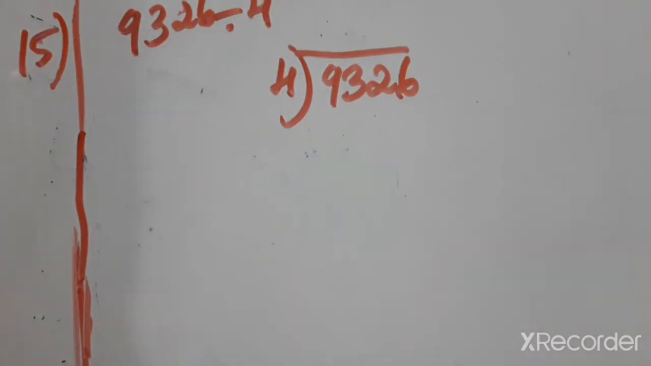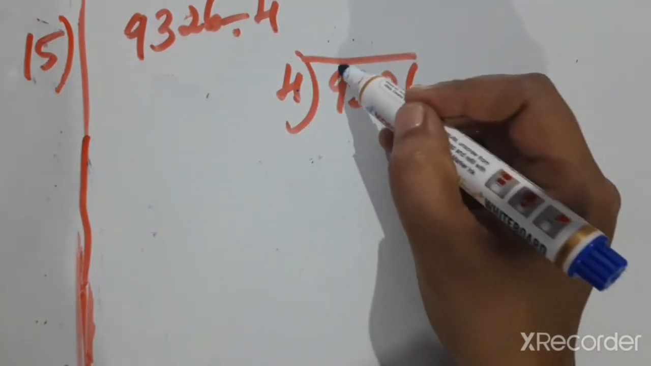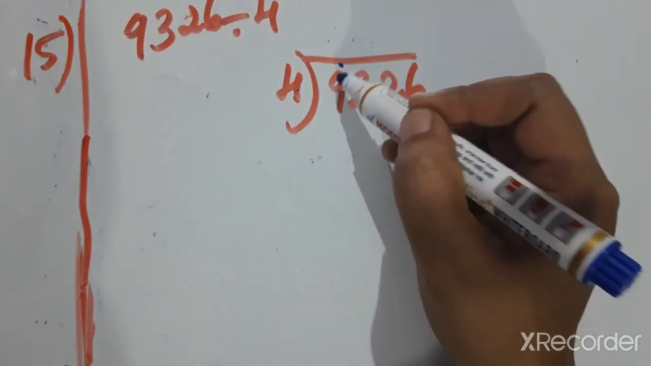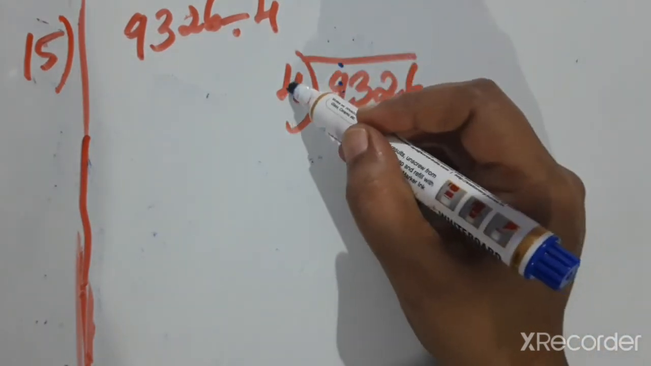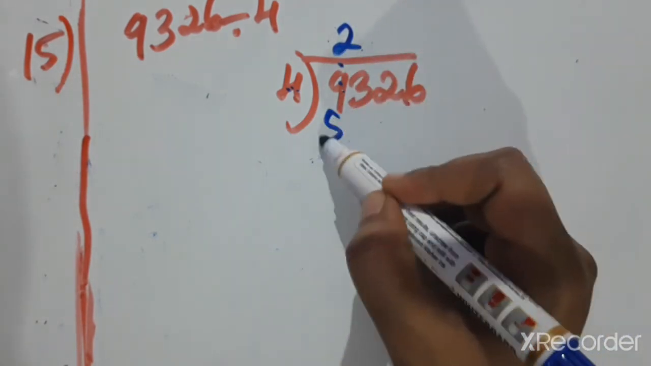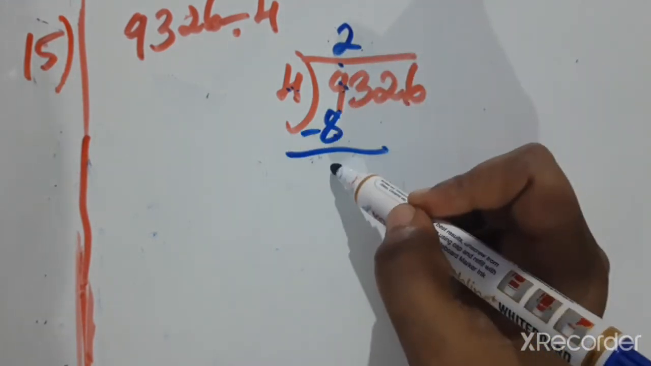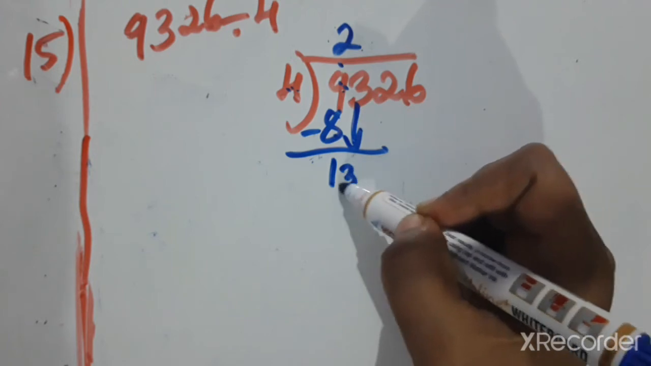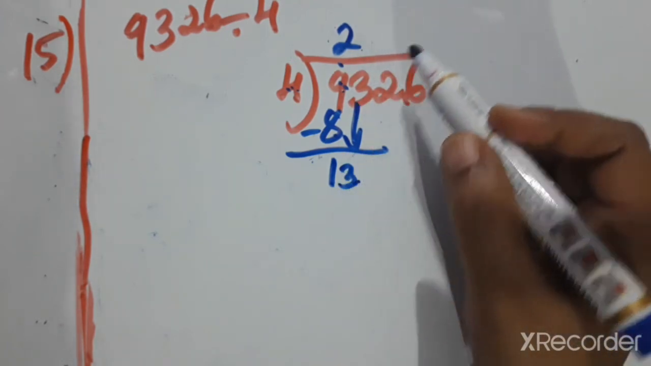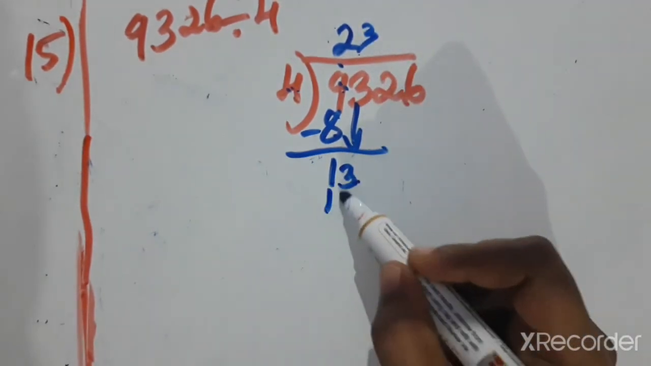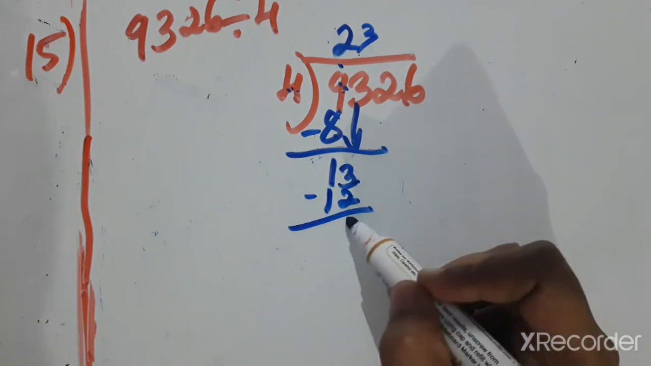Next question 15: 9326 divided by 4. Can we consider 9? Yes, because 9 is greater than this number. The nearest is 4 twos are 8. 9 minus 8 is 1. Bring down 3, now 13. 4 times how much is nearest to 13? 4 threes are 12, that is the nearest one. 13 minus 12 is 1.